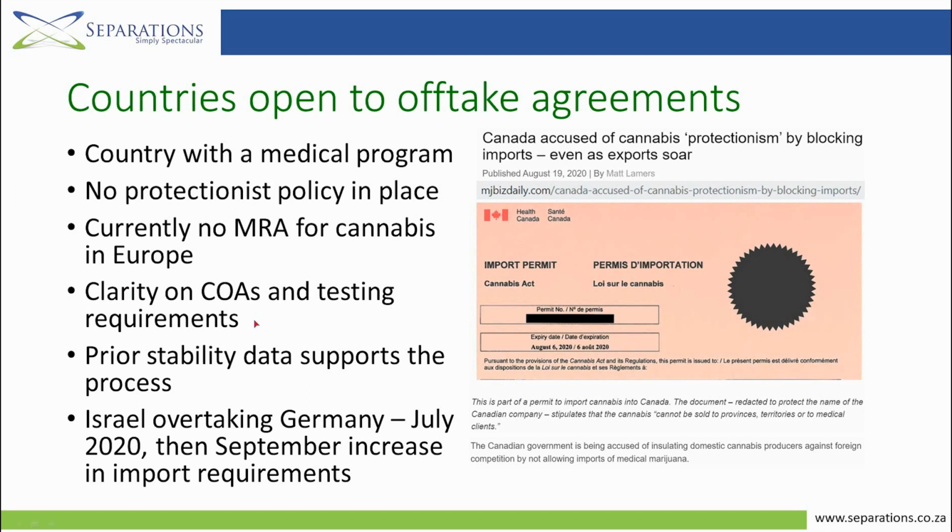It's important to know the clarity on the COAs for testing and the requirements. You need to know what types of pesticide lists are going to be accepted within the region you would be exporting medical cannabis to. Prior stability data on previous batches is also important.